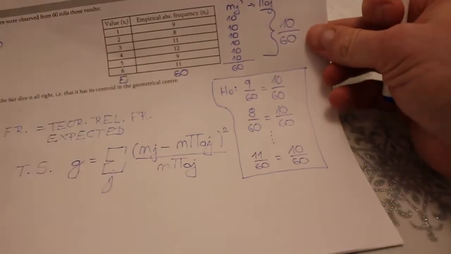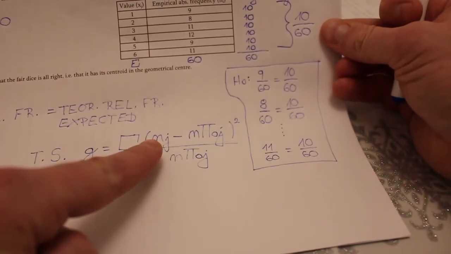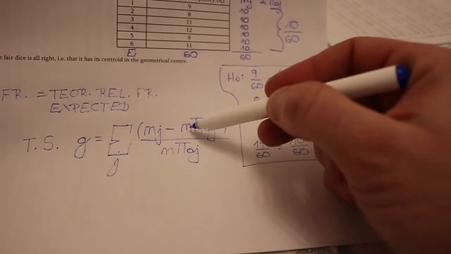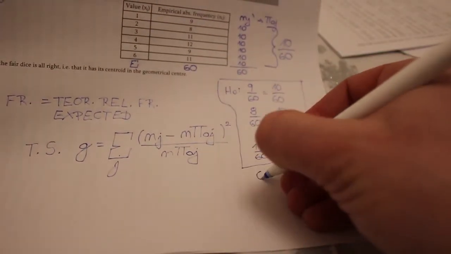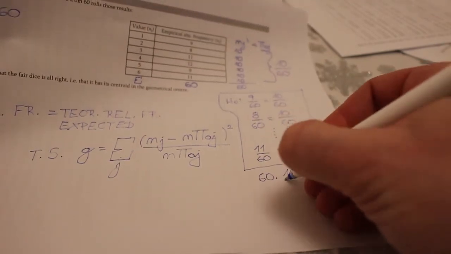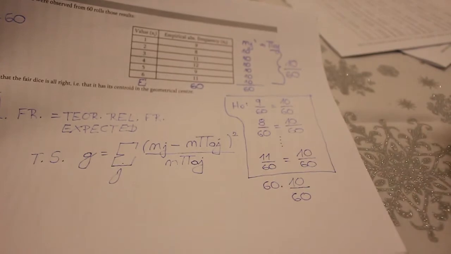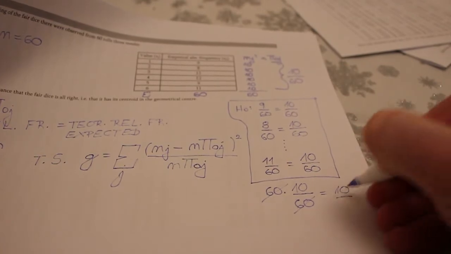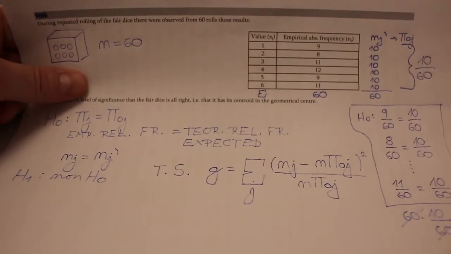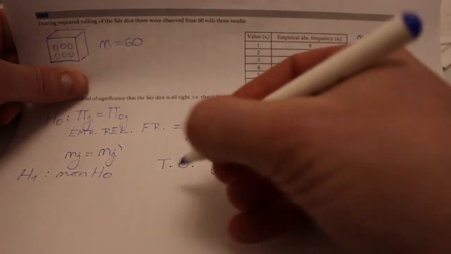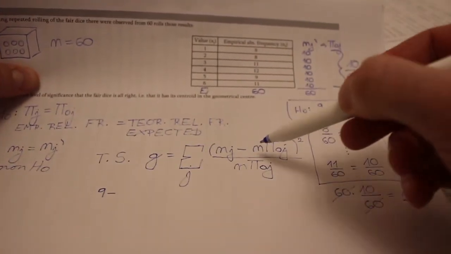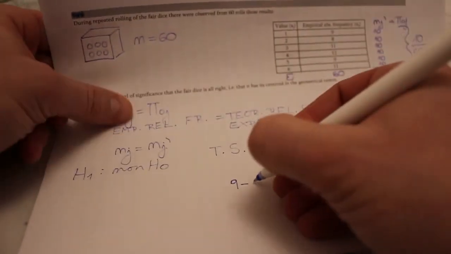So now it's clear what is written here. If you multiply 10 divided by 60 by 60, the number of observations, can you see 60 times 10 divided by 60? The result is 10. So now it's very, very easy. Why? Statistic G. Check this. Nj, 9 minus n times p0j, 10.